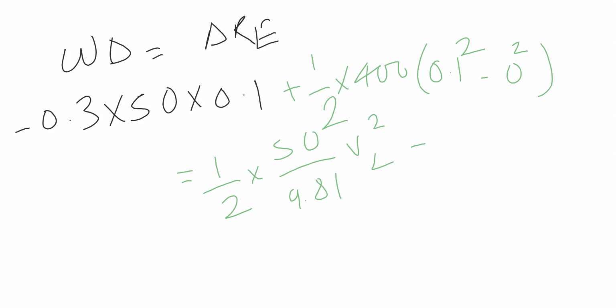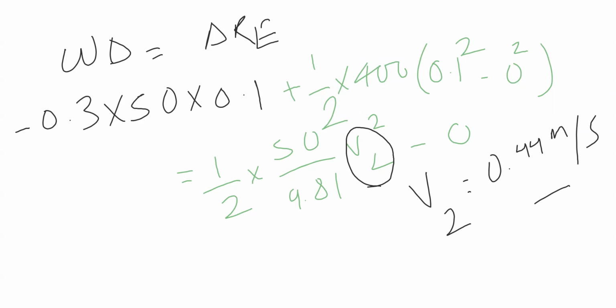So in this equation, you can see that the only unknown quantity is v2. And if you just solve this equation, then you can get the velocity equal to 0.44 meter per second. So at that particular state, the velocity of the particle is equal to 0.44 meter per second.